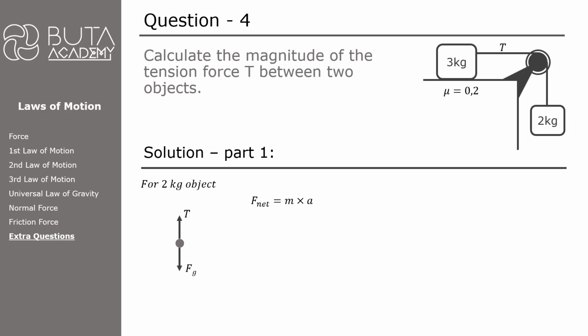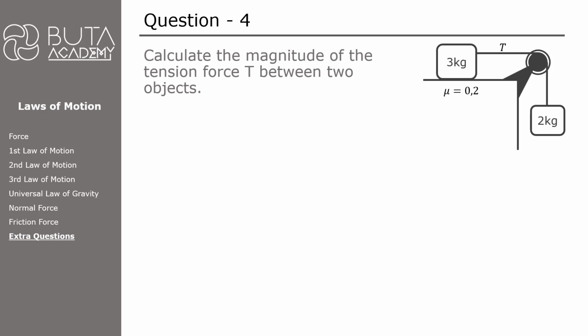Net force is equal to mass times acceleration. Usually, in this topic, we consider the direction of motion as the positive one. The system is moving in a clockwise direction, hence the force of gravity on the 2 kg object has a positive value and the tension force on the same block has a negative value. Force of gravity can be calculated as mass times gravitational acceleration. Mass of the block is 2 kilograms and gravitational acceleration is 9.8 meters per second squared. As a first equation for this question, we get 19.6 minus tension force is equal to 2 times acceleration.